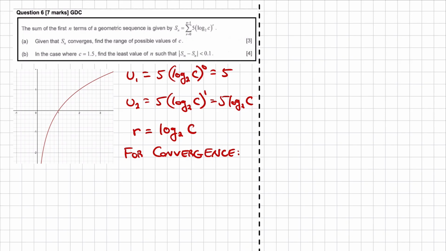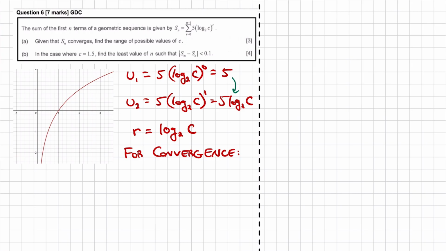So U sub 1 is going to be 5 times log base 2 C raised to the 0th power, so that just gives us 5. And then the second term will be 5 log base 2 of C. So we can see that going from the first to the second term, what are we multiplying by? Well, we're multiplying by log base 2 of C, and so that is how we find that our R value, our ratio, is going to be log base 2 of C. Okay, so that was an important thing for us to realize.